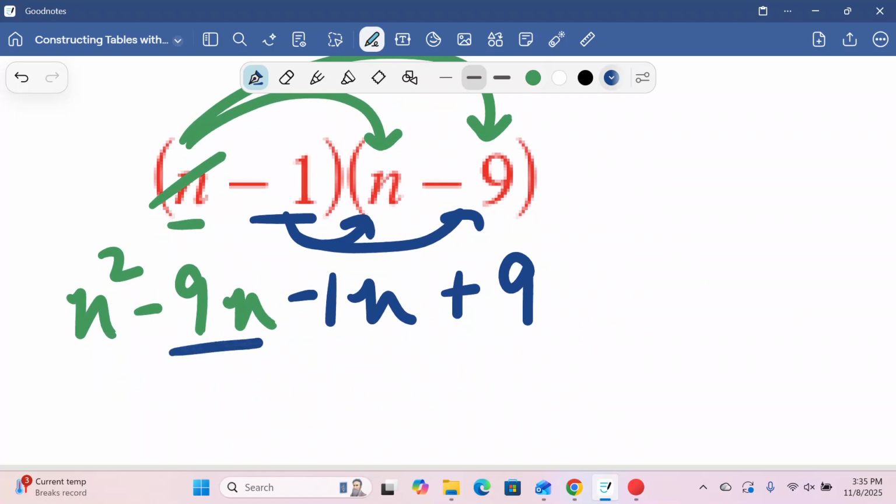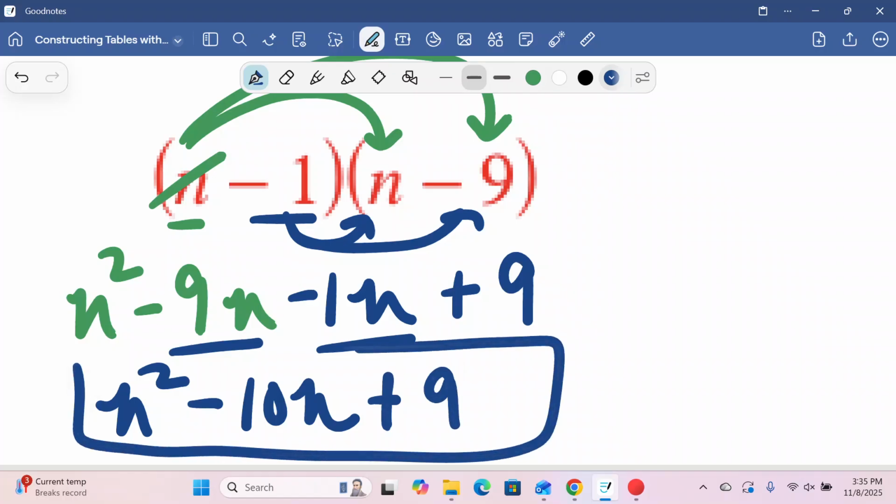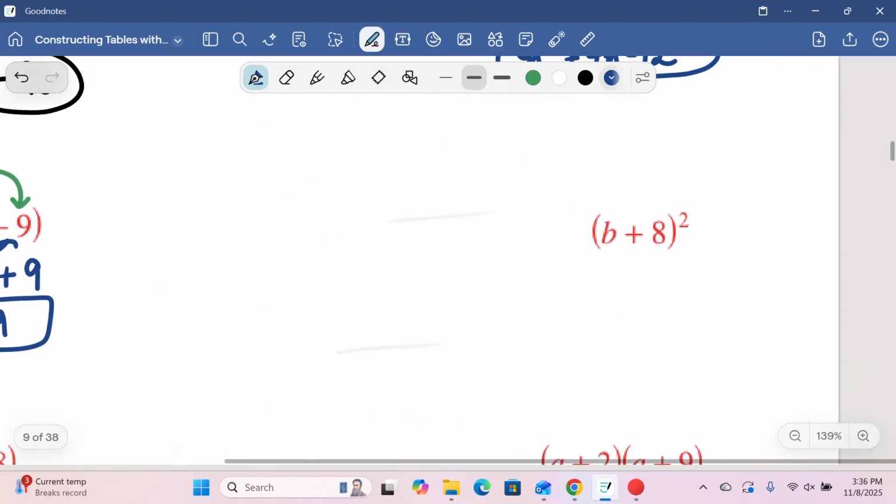So I am going to underline this and this because they are like terms. There's no other n squared, a negative 9n and a negative 1n gives me a negative 10n. And if you don't believe me, go ahead and put it in decimals and it will give you the right one. You just input negative 9 minus 1. Positive 9, and that is my quadratic. And that is my square quadratic. So once again, very simple, very simplified that we do.